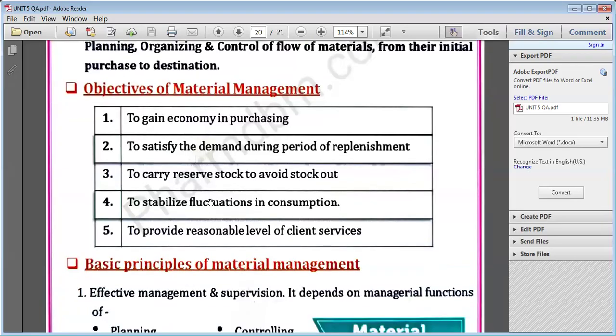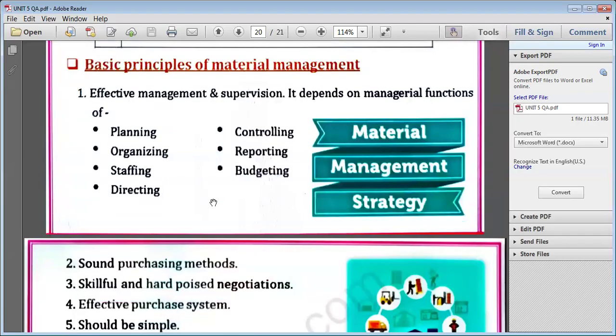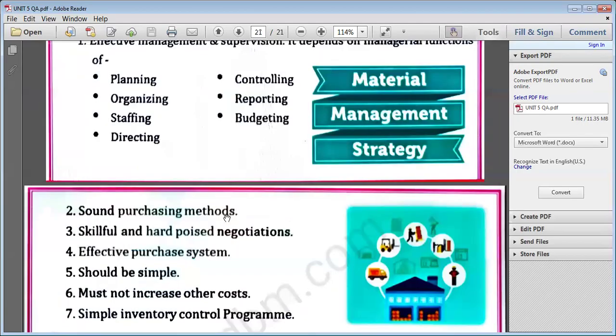And we will discuss the objectives of the material management and all these things in the next class.